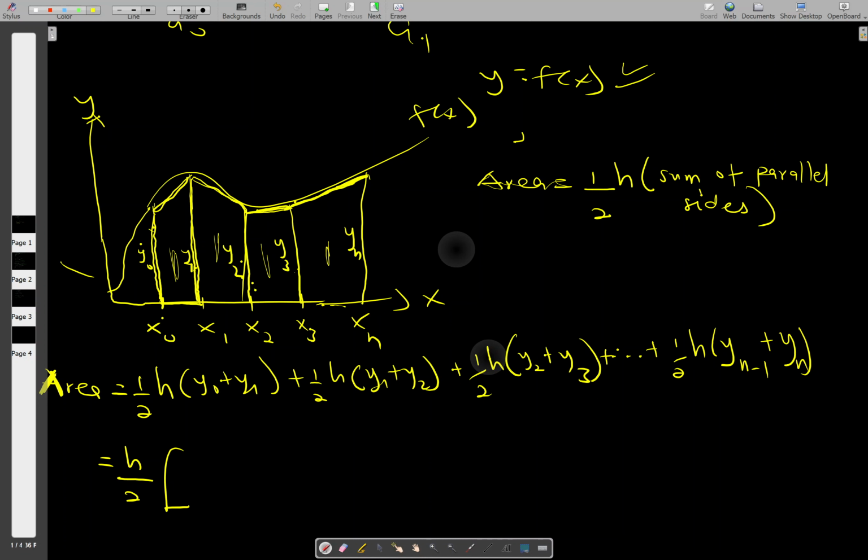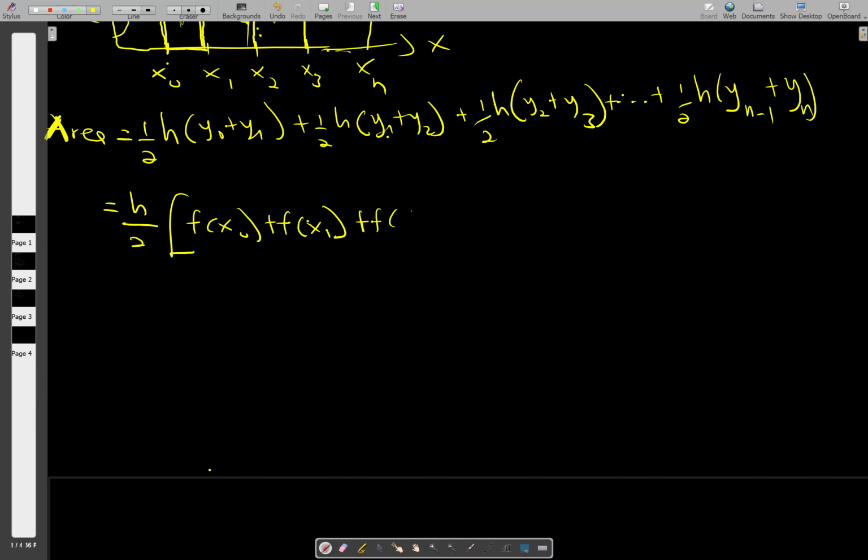Okay, then when it comes to the second term, there is another y1 here, which is f of x1 plus f of x2. The next term, we have another y2 here, f of x2 plus f of x3, up to f of xn minus 1 plus f of xn. Okay, so that's the total area under this curve.